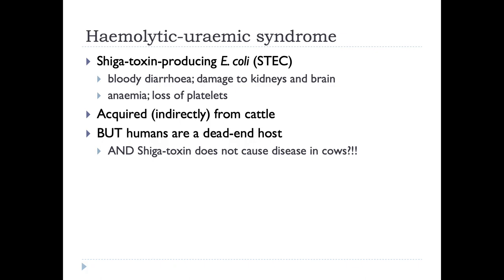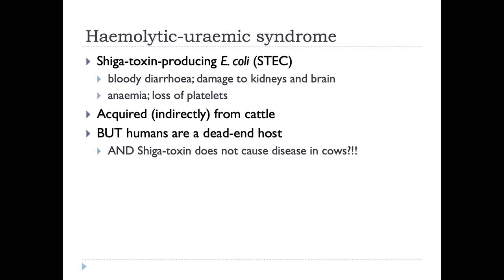But this enterohemorrhagic E. coli pathotype, or Shiga toxin-producing E. coli, also produces an evolutionary conundrum, because we've got this terrible disease in humans with bloody diarrhea, anemia, damage to the brain and kidneys and so forth. And we acquire this. It isn't spread from one human to another, or at least if that happens, it happens very rarely.